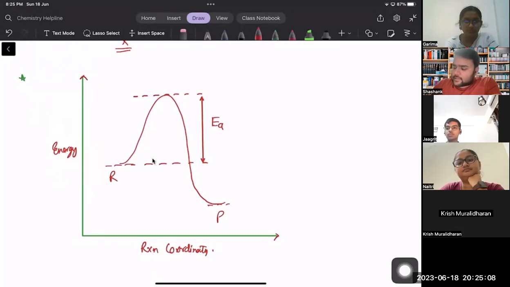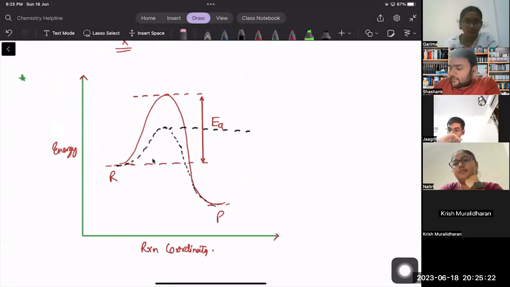What catalyst does is it gives the reaction an alternative path. That path would be somewhat like this. So basically, because of the catalyst, we have a new value of EA, which is a lesser value compared to the previous value. Let's call this EA dash.